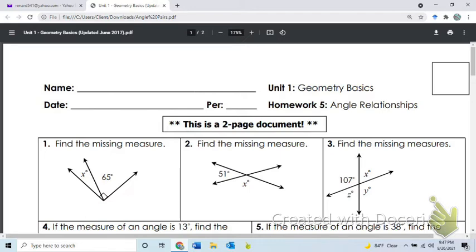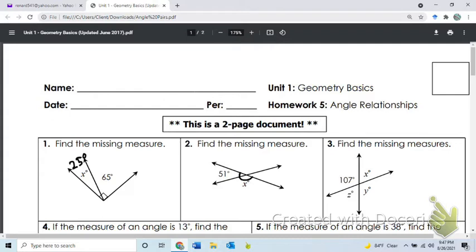So we start off with number one. Number one, it gives us two adjacent angles, which are complementary. How do we know they're complementary? Because they're both together, they make up a 90-degree angle. So we simply go 90 minus 65 and get 25.